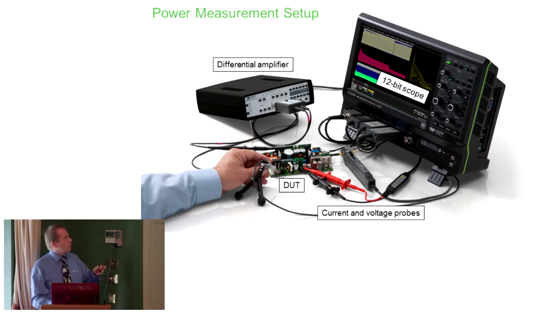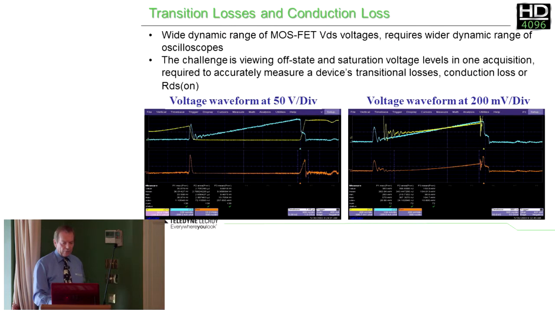So here I've got a 12-bit scope, I've got a differential amplifier, I've got current probes and high voltage probes and other things. I'm taking the measurements here. So if we have a look here, transition losses, so this is just the general measurement. I've got the voltage and the current. The voltage is in yellow, the current is in blue, and then the calculated losses are in the orange on the lower part of the trace.